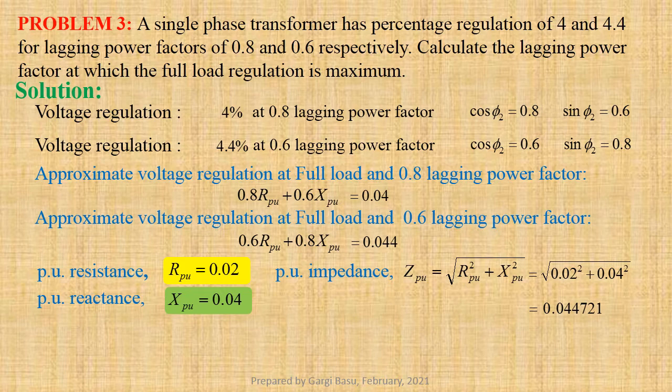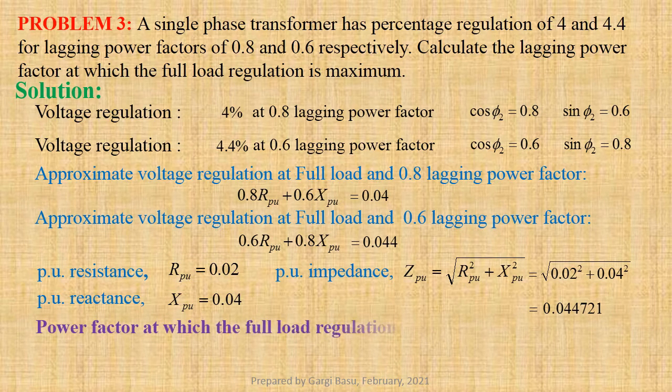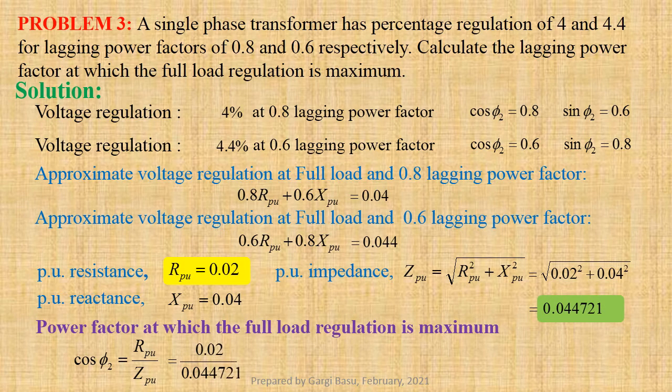Now we shall calculate the power factor at which the full load voltage regulation is maximum. Cos phi 2 equals R per unit divided by Z per unit, that is equal to 0.02 divided by 0.044721. That gives us 0.4472 lagging.